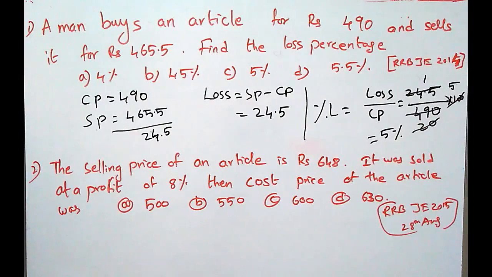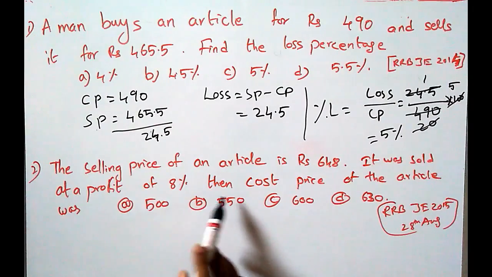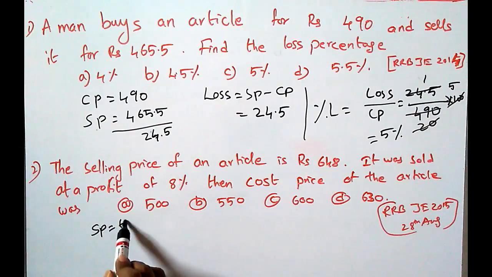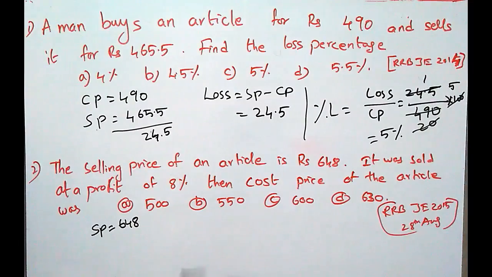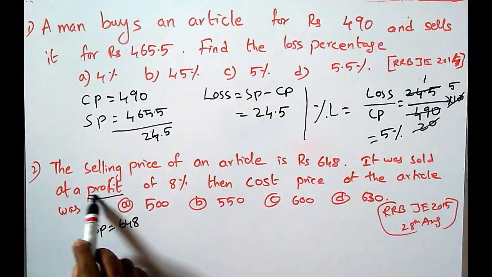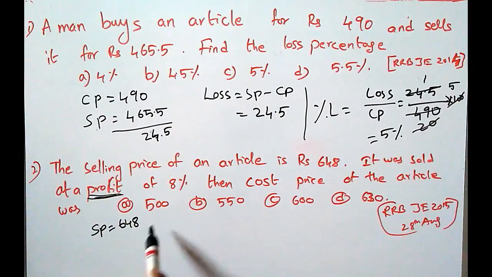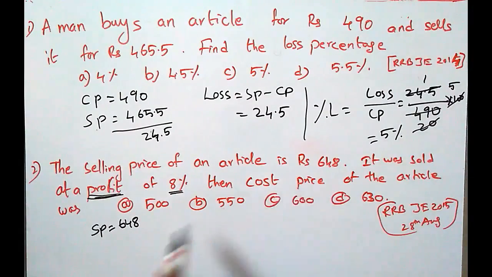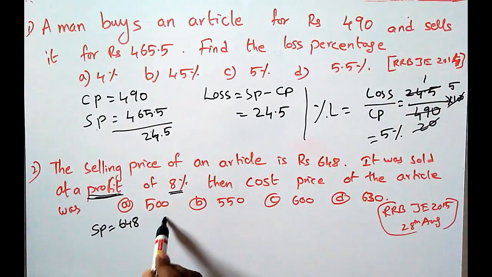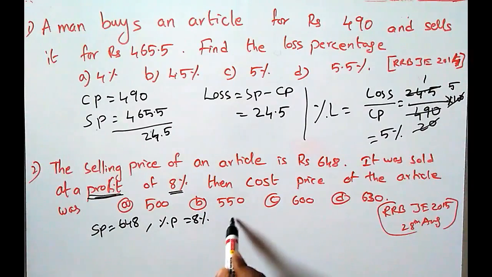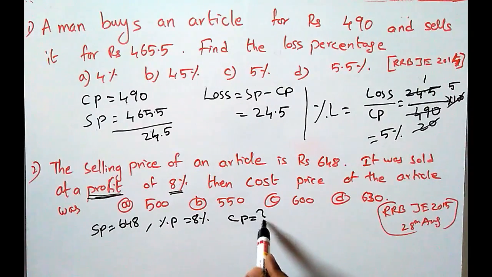Let us see another problem. The selling price of an article is 648 rupees and it was sold at a profit of, he has already given, he got a profit of 8%. What we have to find? We have to find the cost price of the article. Profit percentage he has given us 8%. We have to find the cost price friends.